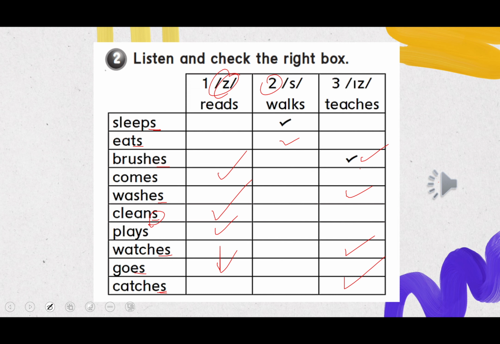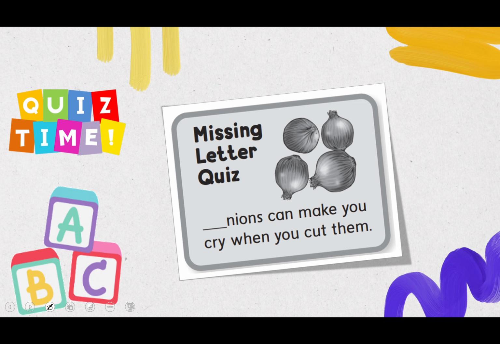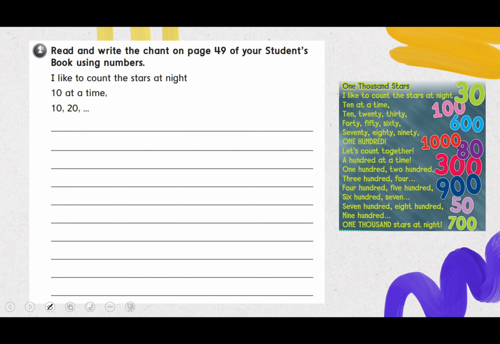So here we have all of the words that we can use to pronounce the final S. We can listen to the S in different pronunciations or different sounds. Now let's move on to this.